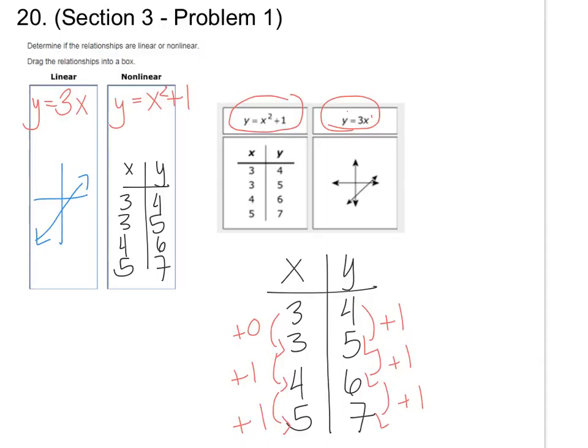So this is what your problem should look like. This first equation: linear, it's in the form y equals mx plus b or ax plus by equals c. This is a linear relationship because it's a straight line. Nonlinear because the x has an exponent other than 1. And nonlinear because there's not a constant change in the x values and the y values.